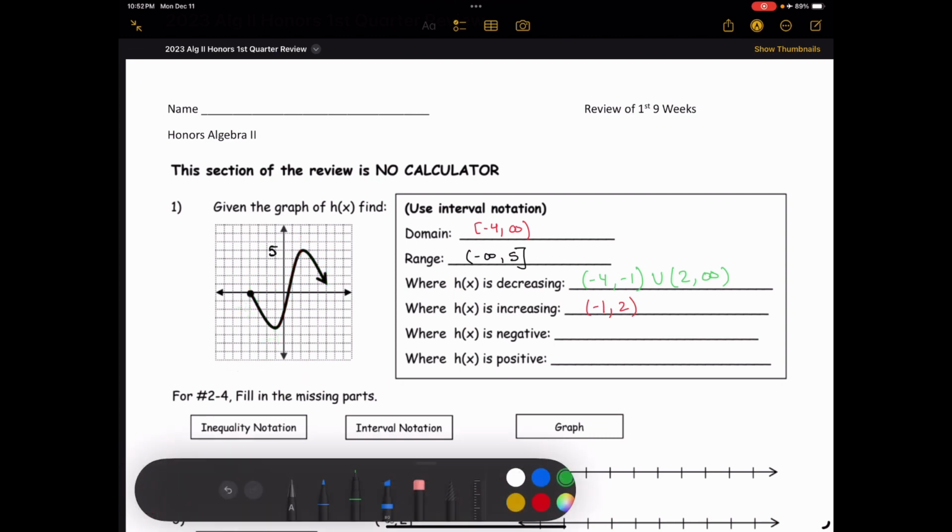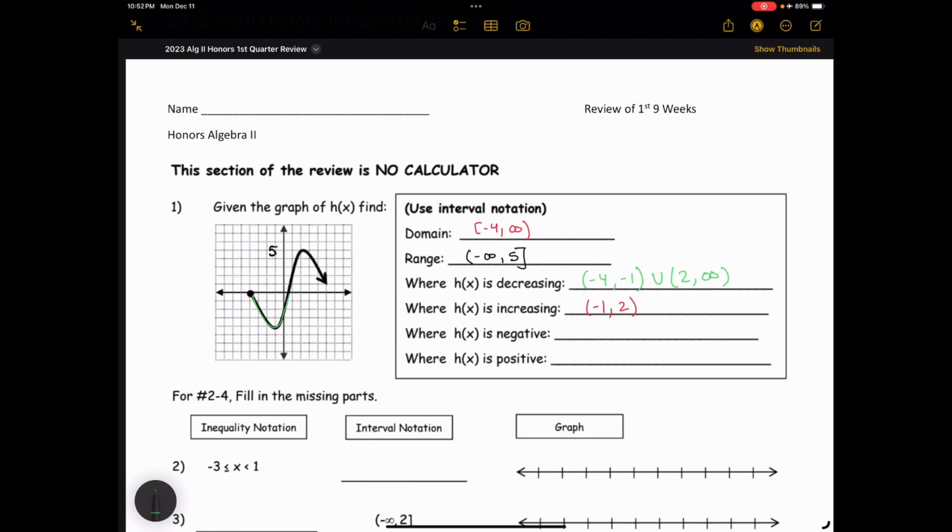All right, for negative, it's going to be the part that is below the x-axis. So below the x-axis will be from x equals -4, parentheses, not including -4, up to about 0.5. We're not going to include -4 because at -4, it's on the x-axis, so that would be 0, and 0 is not negative nor positive. So that's why we're using a parentheses.